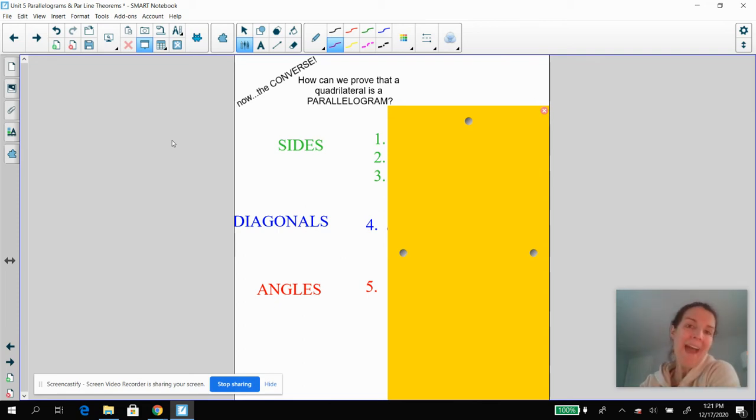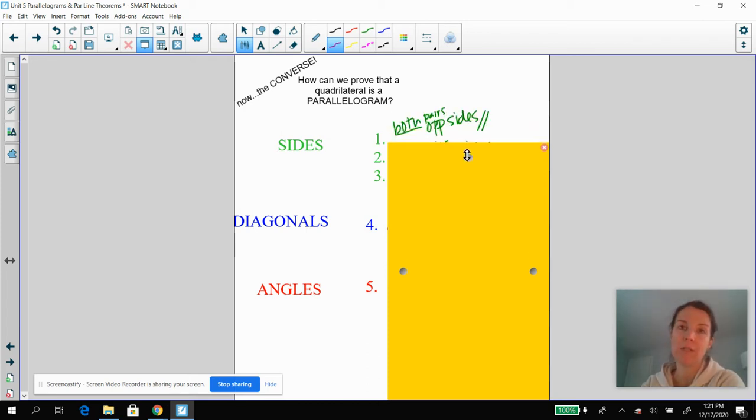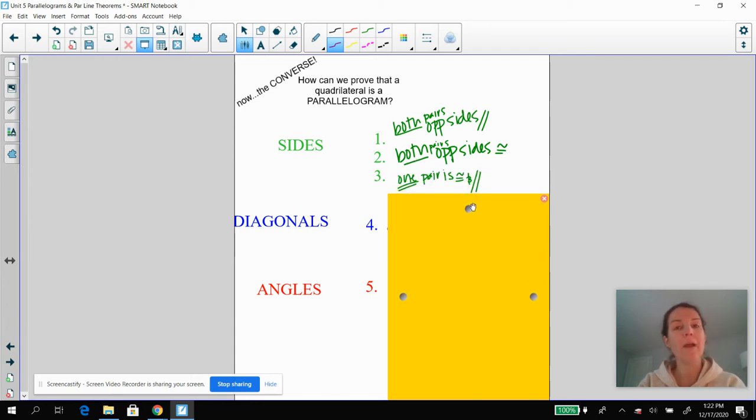All right, we're back. So hopefully you figured out, well, I know that if I can prove that both pairs of opposite sides are parallel to each other, I know it's a parallelogram. That's the definition of a parallelogram, right? Another way is I can prove that both pairs of opposite sides are congruent. So that's kind of nice. That's another property that we have. But then here's something unique. I can prove that one pair of opposite sides are both parallel and congruent. So just one pair are both parallel and congruent. Then I know that my shape is a parallelogram.